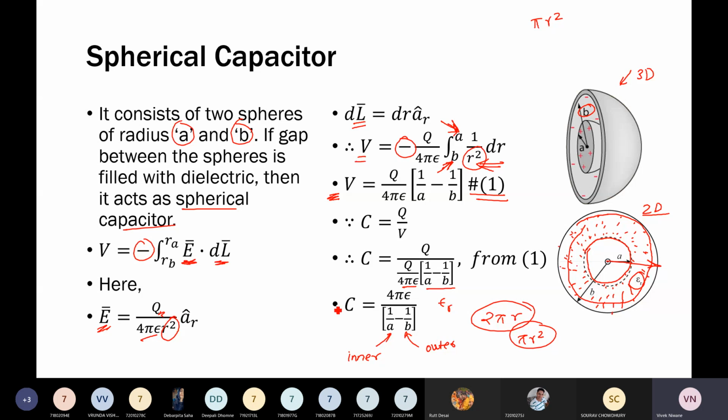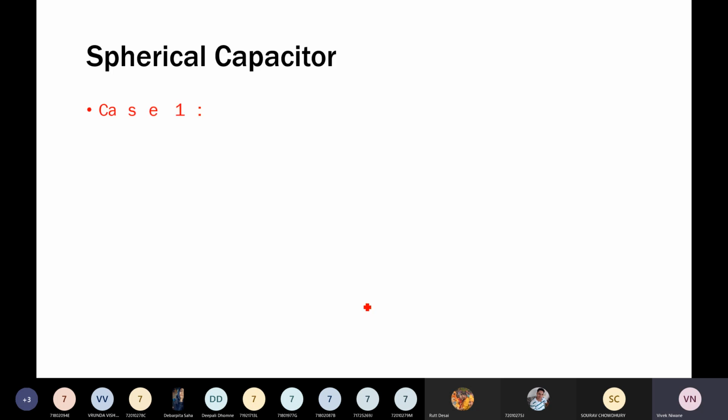So looking at this expression now, we do have two cases. Let us see. Case number 1. What if B is at infinity? Means what? You have only one surface with radius A. और वो जो B है, outer surface जो है, it is at infinity. We really don't have it.